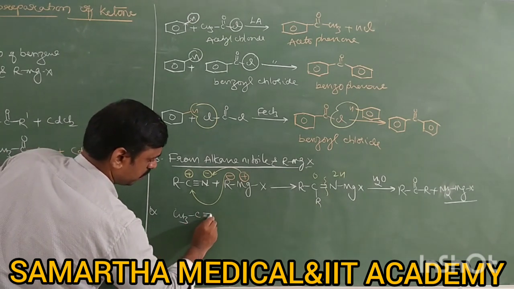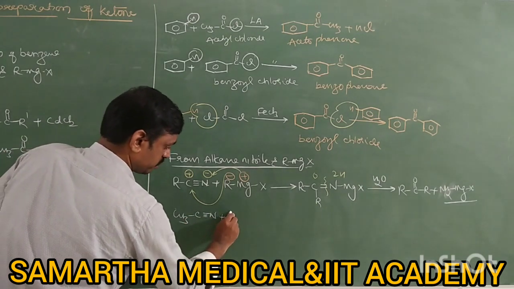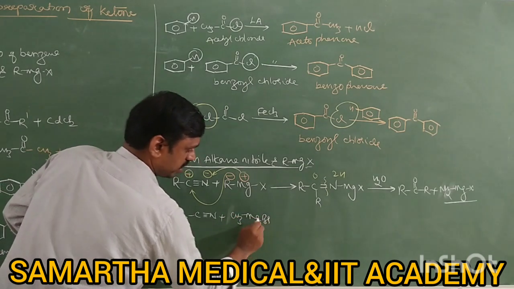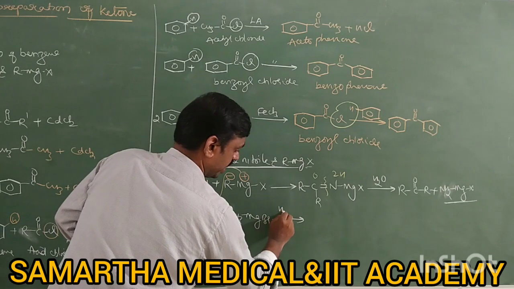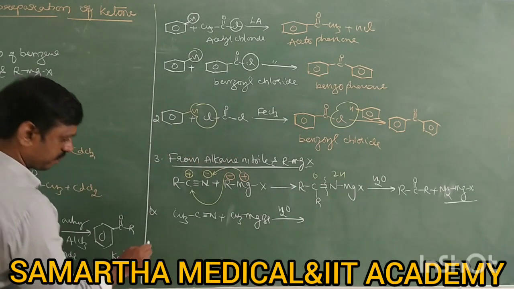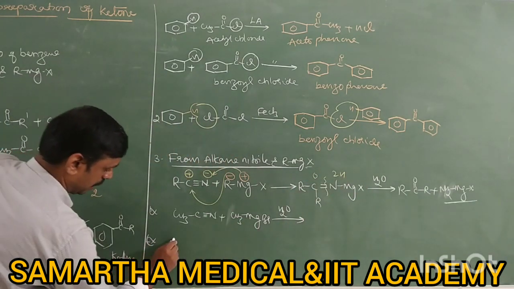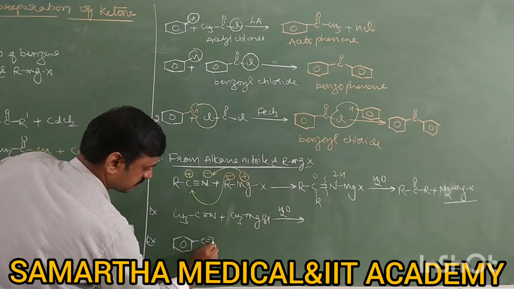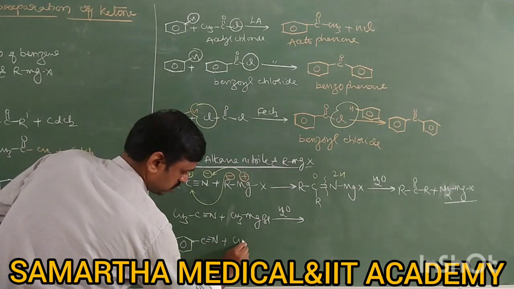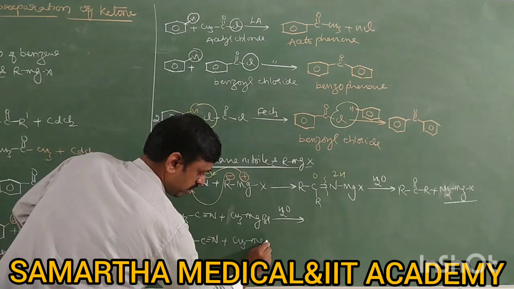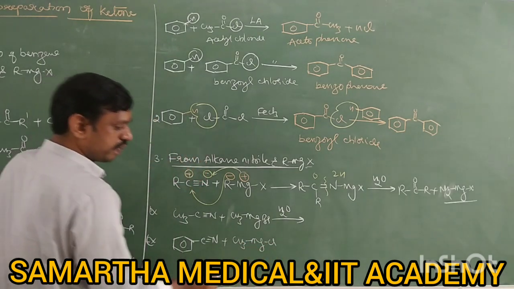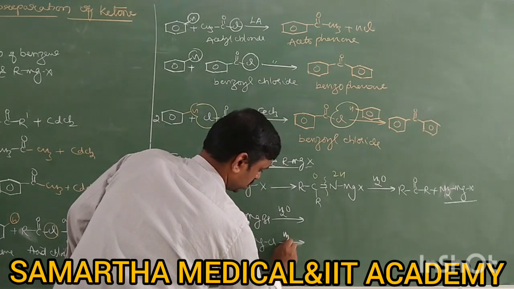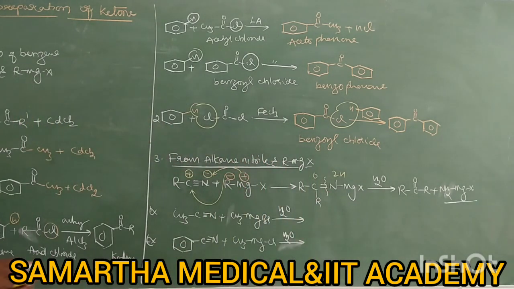Therefore, now let's see one or two examples. CH3 C triple bond N reacts with methyl magnesium bromide followed by hydrolysis. Write the product. One more example. Let us take phenyl cyanide. It also reacts with the Grignard reagent methyl magnesium chloride, followed by hydrolysis. You just write the product.